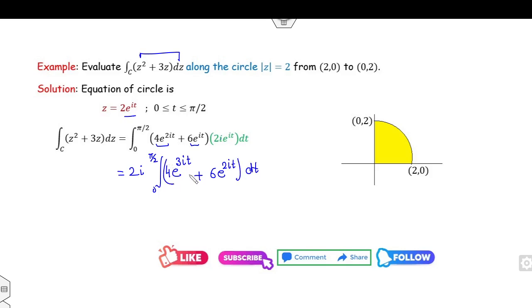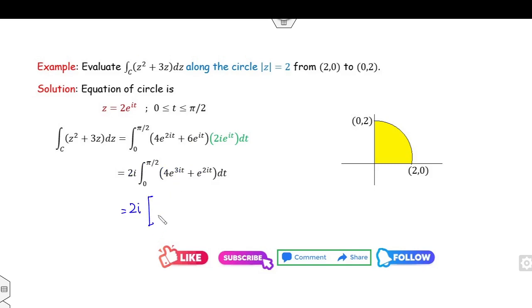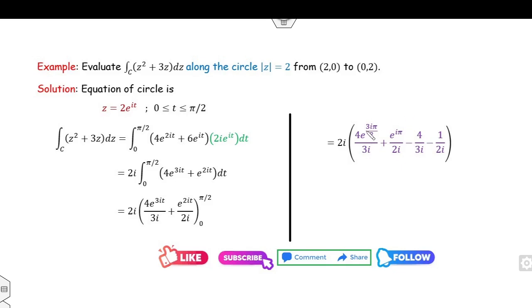So can you integrate them? Yes, you can easily integrate them. It will be 2 i of this case. Now you can substitute the values. 2 i is outside. If you substitute pi by 2, it will be 4 e raised to power 3 i pi by 2, and you can subtract the lower limit. What is the value of e raised to 3 i pi by 2? I can write this number as cos 3 pi by 2 plus i sine 3 pi by 2.